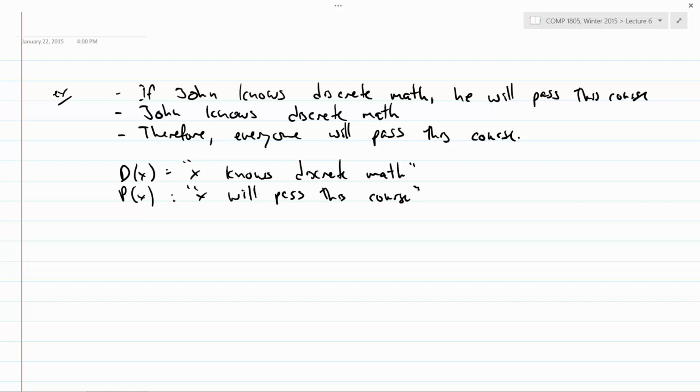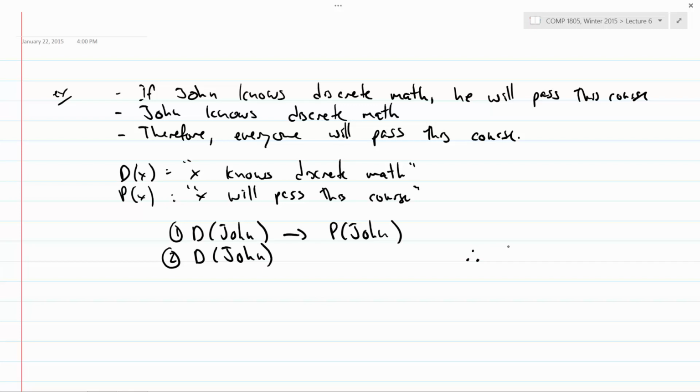Then what do we have? Well, we have D John implies P John. That's premise 1. Premise 2 is D John. And the conclusion is for all x, Px. Okay, and the universe of discourse is the set of all people, say.